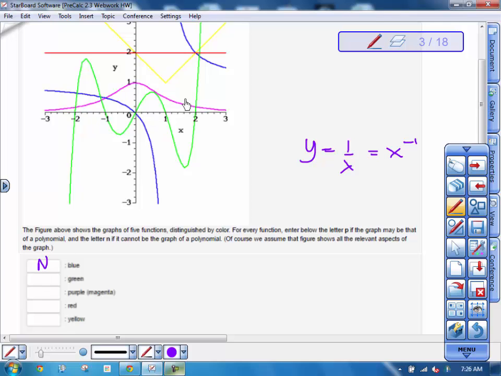The green one is, obviously, it looks like a fifth degree polynomial. So we'll put a p in there. Purple one, I don't even recognize that function. It's not a polynomial. The red one is a polynomial because it's like y equals 2x to the 0th. X to the 0th is just 1, so it's really y equals 2, which is a polynomial. Right? We can have 0 and positive exponents only. And then the other one is not, that's an absolute value function. So that's not a polynomial.